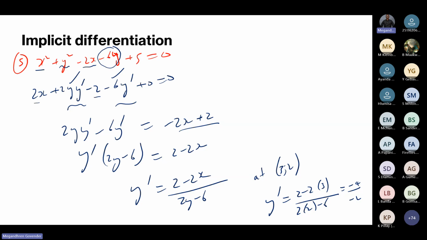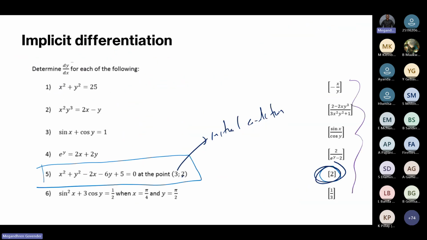Now, please do ask questions. Anybody? Can you do number 6? There was number 6 there. Oh yeah, the last one. Oh, this is beautiful. But not that good. I would have preferred a y being there, but let's try that. Sine squared x plus 3 cos y. Yeah, that one's too easy. But anyway, let's try it.